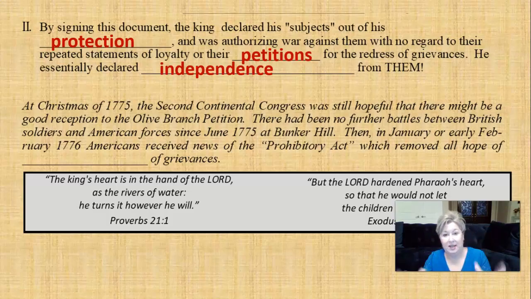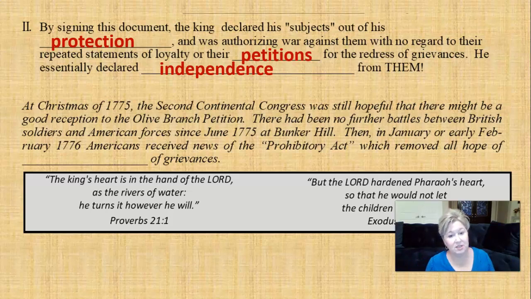Again, I really want you to get this, okay? So pause if you need to and clear your brain and come back. When the king issues the Prohibitory Act and declares his own people out of his protection, guys, what is civil government supposed to do? Justice and protection. And now they're not doing that.